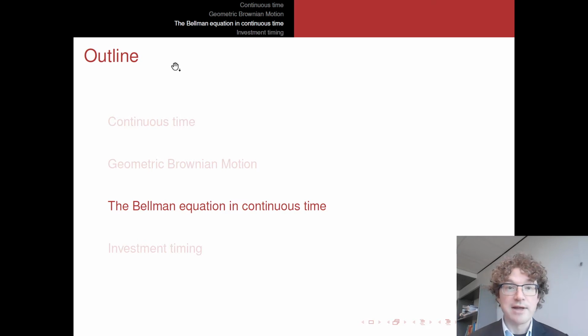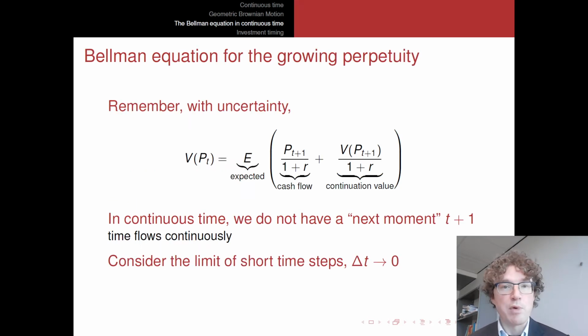So let's have a look then at the Bellman equation in continuous time. Remember, what was the Bellman equation again? In particular, when we have some perpetuity, a growing perpetuity, which gives us some profit, some cash flow P each time unit in discrete time, which grows at some constant growth rate. So P at time t plus 1 depends on P at time t, but it's a little bit bigger.